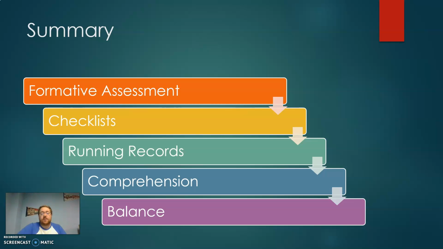To summarize, using formative assessment is the best way to monitor your students' reading progress. Use checklists to help your students stay on task. Running records is a great assessment to evaluate students and make sure that you're balancing skills and meaning.